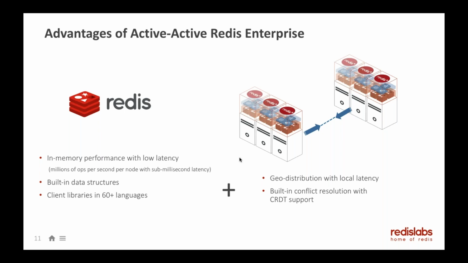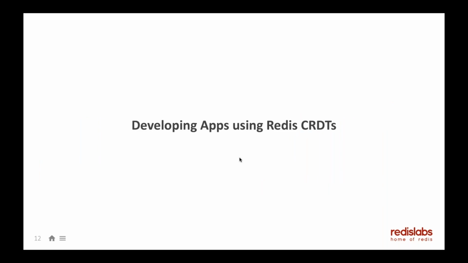And with Redis Enterprise, you get geo-distribution with local latency. As you see here, Redis Enterprise has many more features built on top of open source Redis. It helps you scale. It helps you with linear scaling. It helps you with geo-distribution. And there are many, many things that come with Redis Enterprise. And it can manage all conflict resolution if there is any conflict. Right? So that is the introduction about Redis Enterprise and its active-active support using CRDT technology.